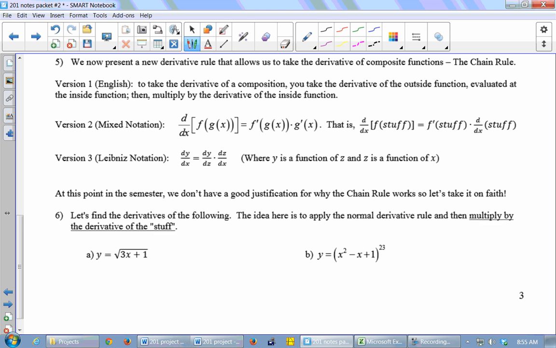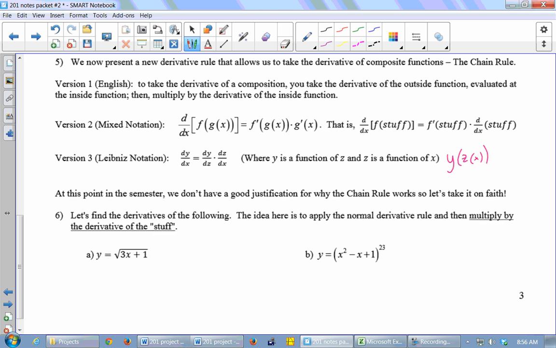And then in Leibniz notation, you introduce a new variable and you say y is a function of z and z is a function of x. So this is like y of z of x. That's your composition. So dy dx is dy dz times dz dx. And we call it the chain rule because this looks like a chain linked by the dz's.